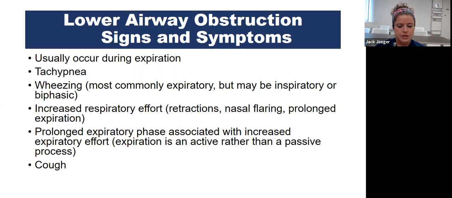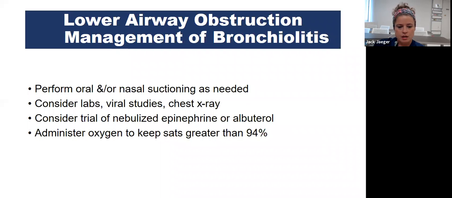And then an important thing to look at is the expiration is an active rather than a passive process. So they're really working to get that air out. And then also a cough. Management of bronchiolitis, and that's RSV, follows under that category. You want to perform oral and/or nasal suctioning as needed, and kids with RSV generally have lots of nasal secretions.